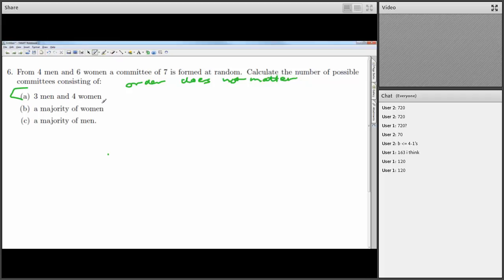So for 6A, you're going, well, I've got some men, so I've got 4 men. I want to pick 3 of them, and since I don't care about the order, it's going to be a choosing. So I'm choosing 3 from 4 without order. And for women, I've got 6 of them. I want to pick without order 4 of them. So they're my 2 different numbers.